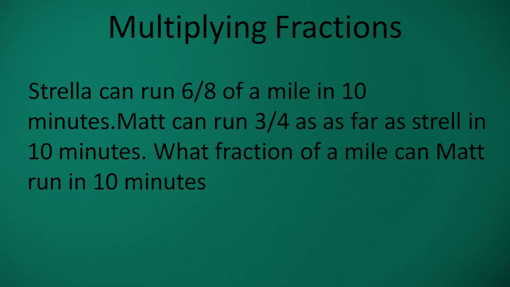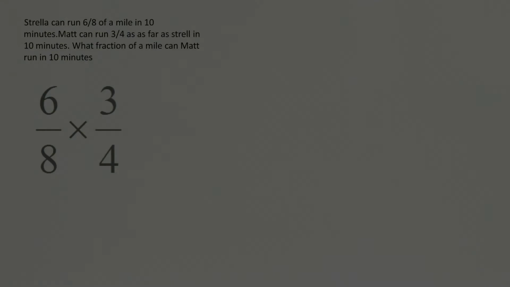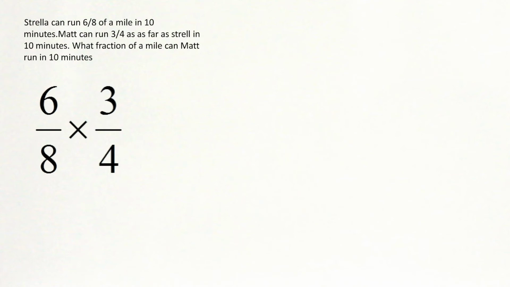In our third problem, we're going to be looking at multiplying fractions. And the question is, Strella can run 6/8 of a mile in 10 minutes. Matt can run 3/4 as far as Strella in 10 minutes. What fraction of a mile can Matt run in 10 minutes? So the first thing we want to do is write this problem in equation form. So we get 6/8 times 3/4.